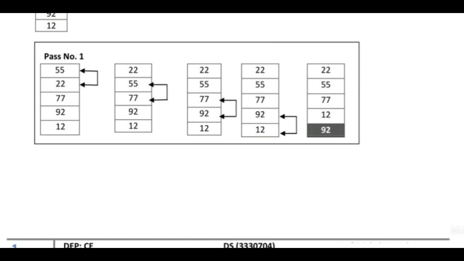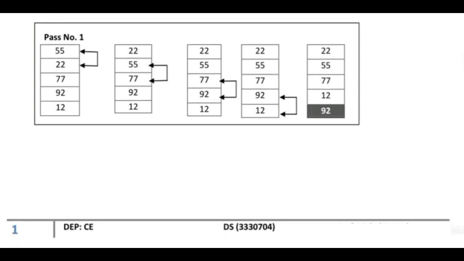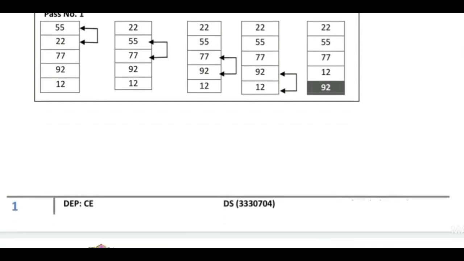The bubble sort technique compares two elements: first and second, second and third, third and fourth, fourth and fifth, and so on. In pass 1, compare the first and second data. If any data is smaller than the top data, then swap them. Then second and third, third and fourth, fourth and fifth, and so on.